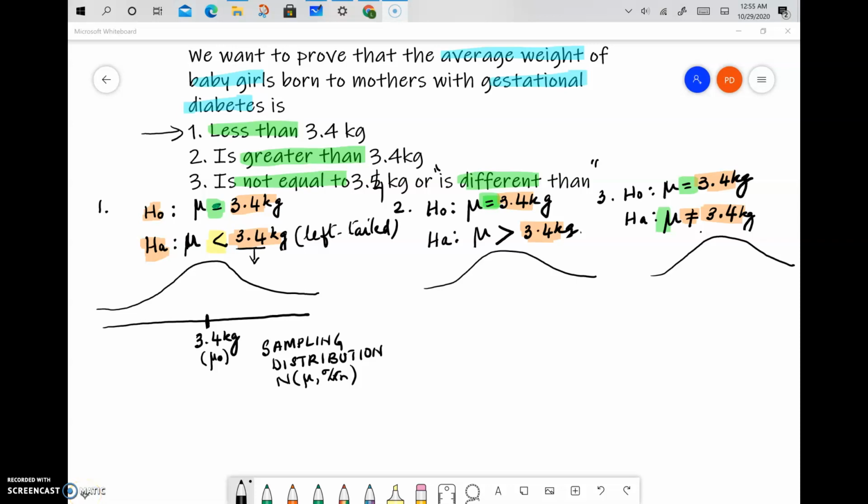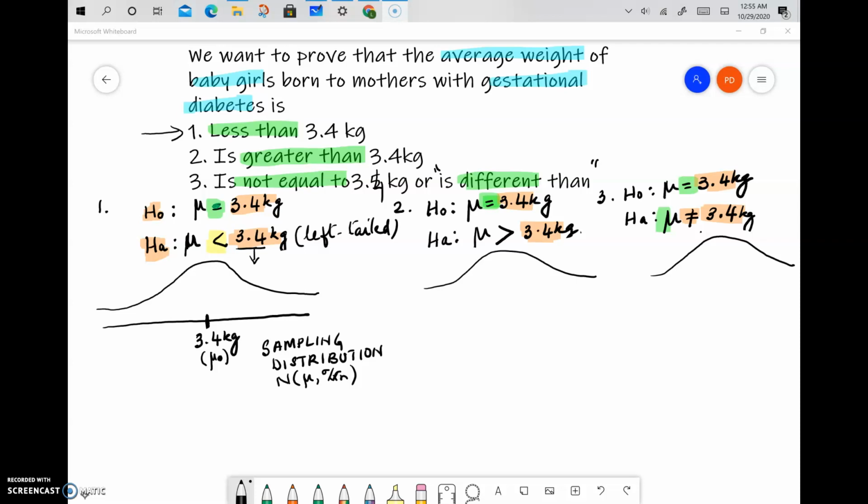Now, in the previous video, we saw this. We read this question and decided that it was a hypothesis test. The question does not ask us to estimate the mean. The question asks us to prove something.